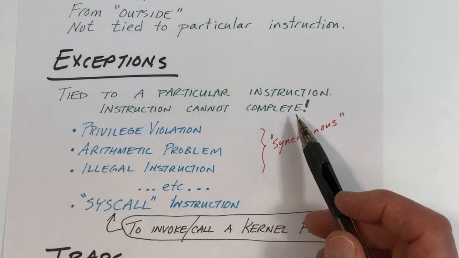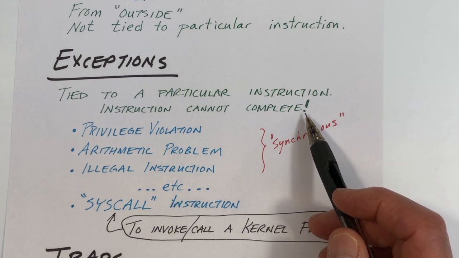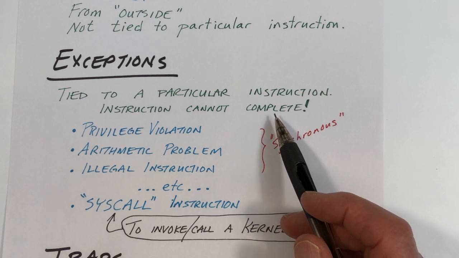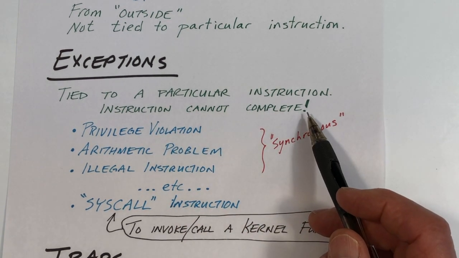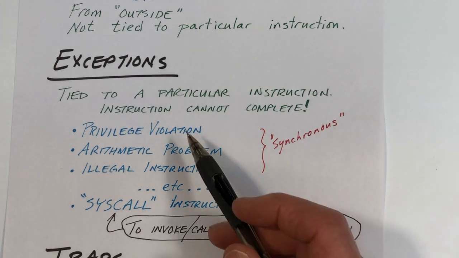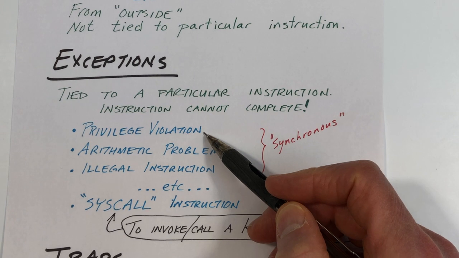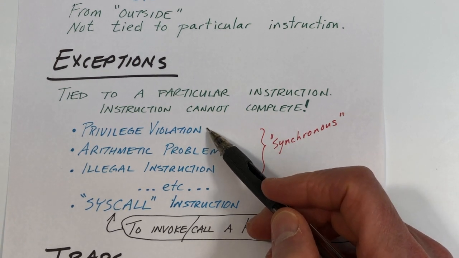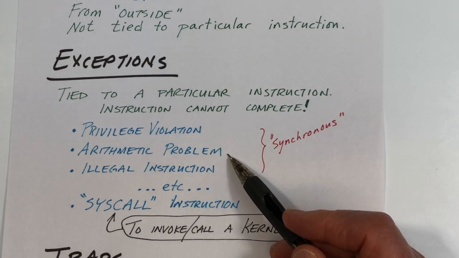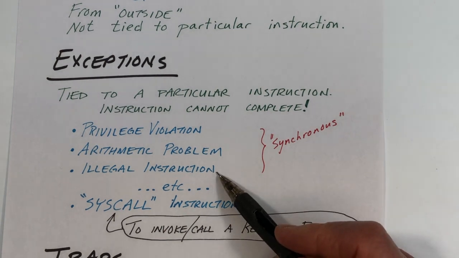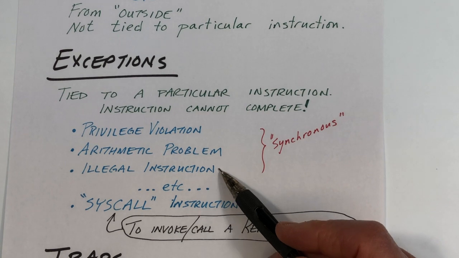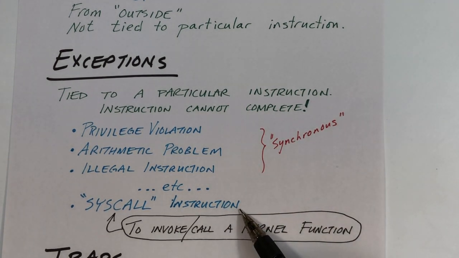They can arise because the instruction runs into some kind of an error condition and it cannot complete. In some cases, like page faults, it may be that the instruction can ultimately complete, but operating system help is required, so the exception needs to be handled and processed by the operating system before the instruction can continue. Examples of these exceptions include a privilege violation. If code running in user mode attempts to execute a privileged instruction, it's going to cause an exception. If an arithmetic problem occurs, for example, divide by 0, that will cause an exception. An attempt to execute an instruction that's not really an instruction, again, that's an exception. Also, the user mode code may want to request help from the operating system kernel, so the syscall instruction may be executed to invoke or call a kernel function.